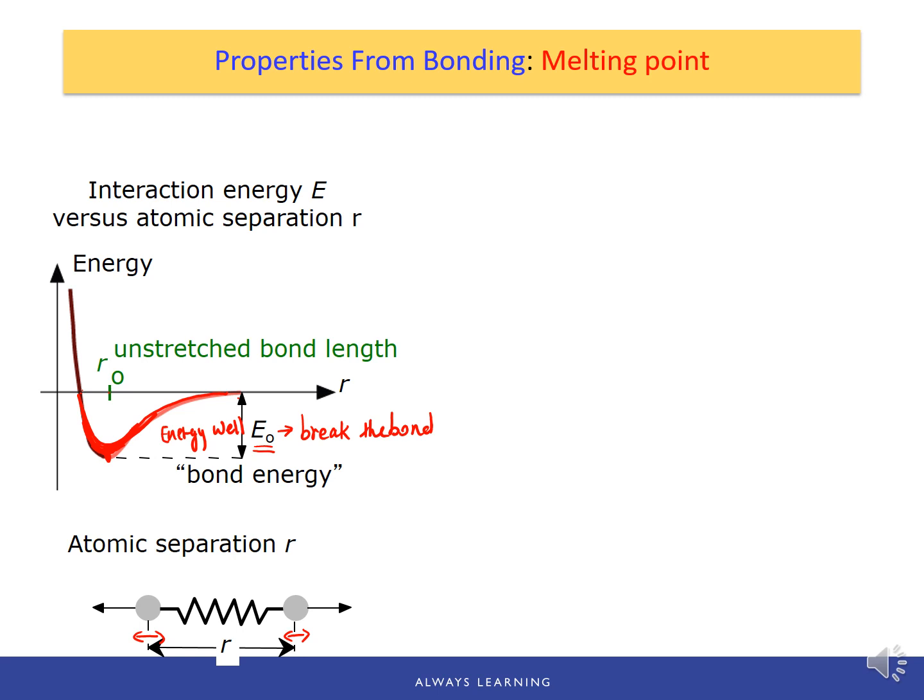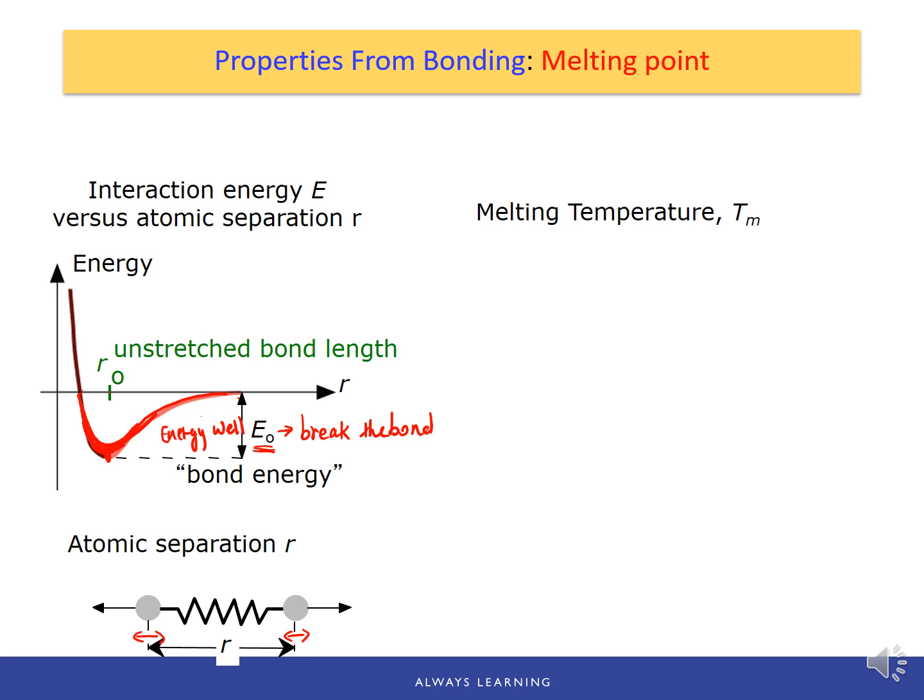So that means to melt the solid, we have to overcome this energy well, overcome the E0, to break the bond. In other words, the bigger the value of E0, the higher the temperature we need to break the bond, meaning the higher the temperature to melt the material. So the material will have a higher melting point.